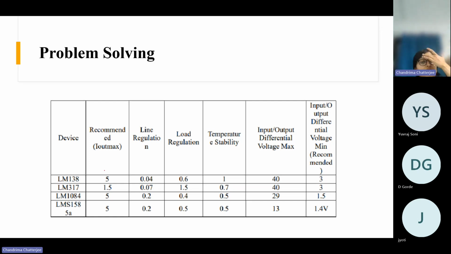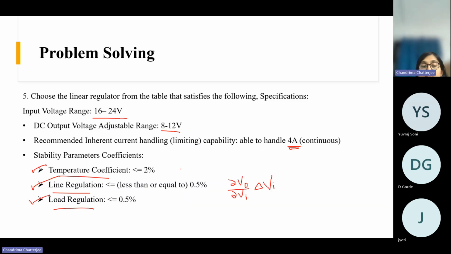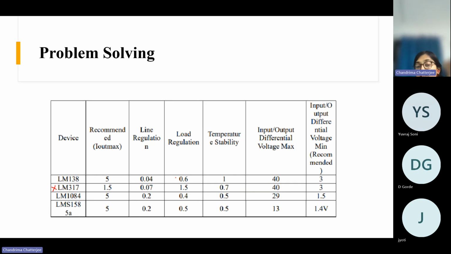Here the I out max is given as 5. This one is 1.5, but we need at least 4 ampere, so this can't be used. So these three are 5 amperes. Now line regulation. This one is already crossed, so we will not see it. This one is 0.04, this is 0.2, 0.2. So this is the minimum. What is load regulation? Load regulation value should be less than 0.5%. Here it is 0.6%, so again this is cancelled.